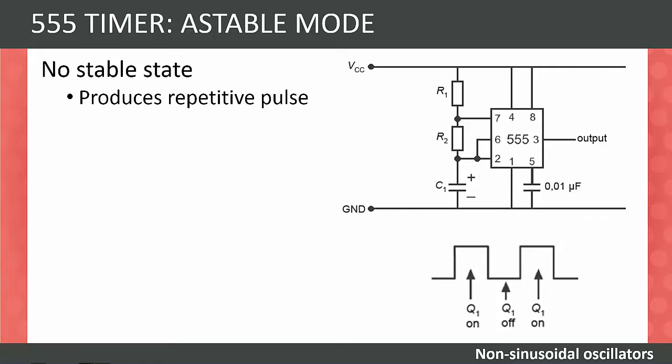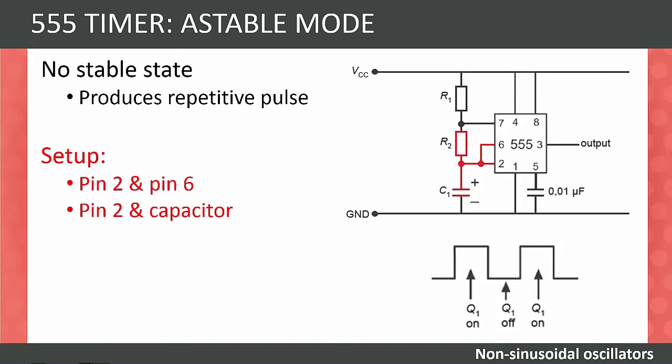A 555 timer connected in ASTABLE mode has no stable states and thus constantly switches between states. This creates a repetitive pulse that is controlled by the RC time constants. When a 555 timer is connected in ASTABLE mode, pin 2, the trigger pin, must be connected to pin 6, the discharge pin.